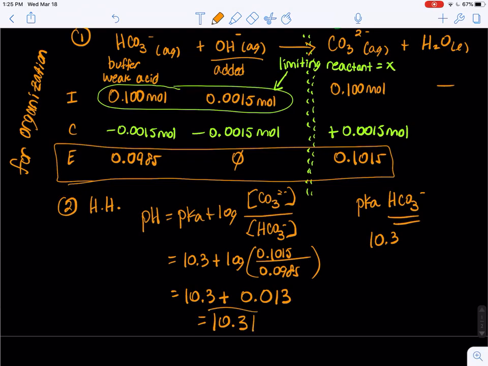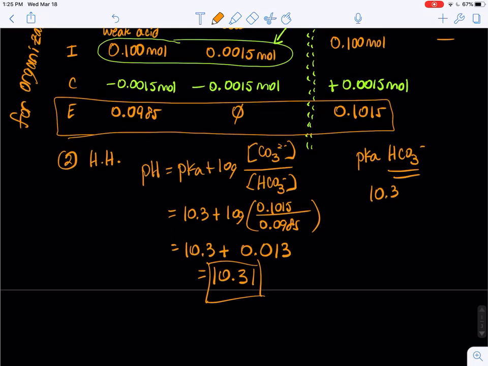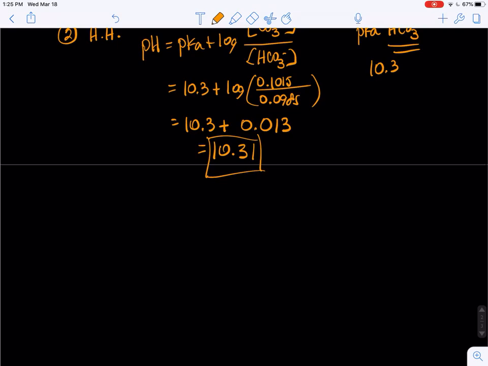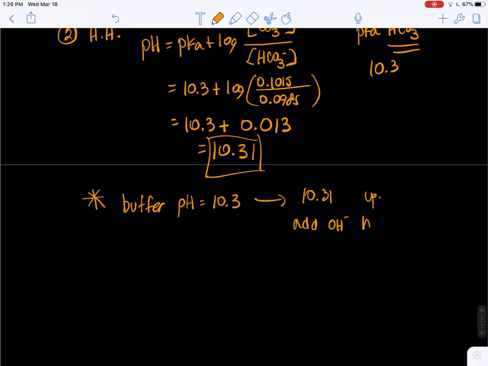Okay, so that's the pH of the reacted substance. So do a reality check, right? The buffer to begin with, I didn't show you the math for this, but it has a pH of 10.3, and it changed to 10.31. It went up, okay? If you're adding base, it's going to become more basic, which means higher pH.